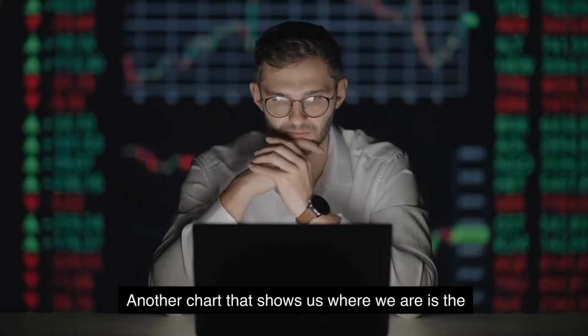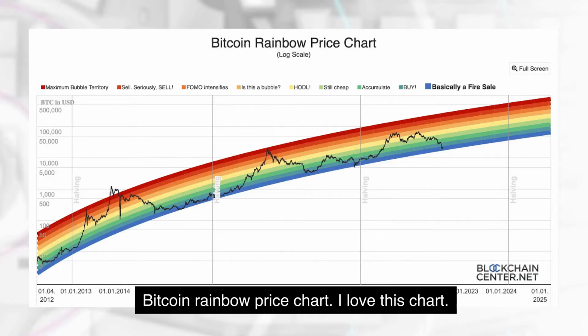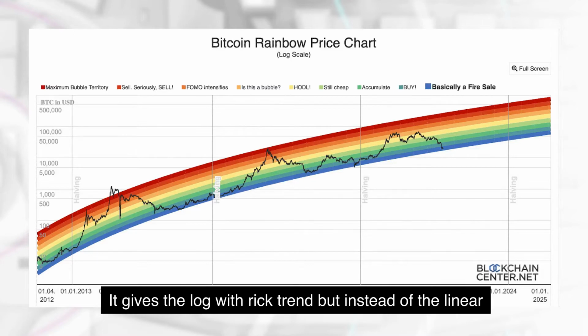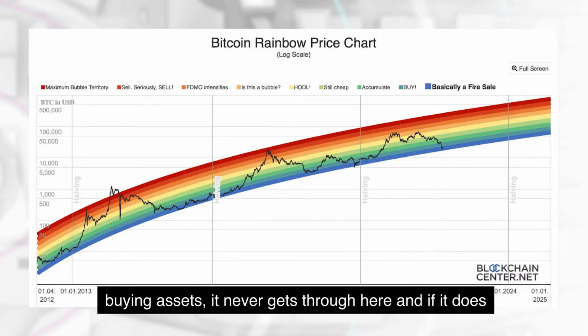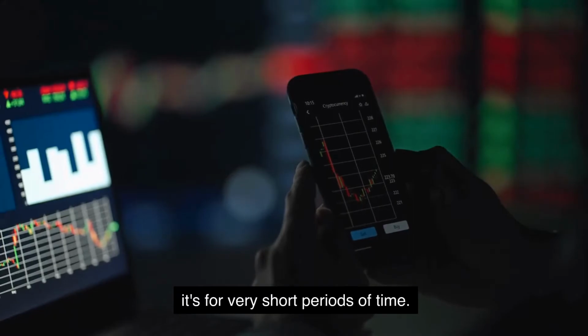Another chart that shows us where we are is the Bitcoin rainbow price chart. I love this chart. It gives the logarithmic trend, but instead of the linear version, it gives you the log version. And it's a curve. And again, we're at the point where you want to be buying assets. It never gets through here, and if it does, it's for very short periods of time.